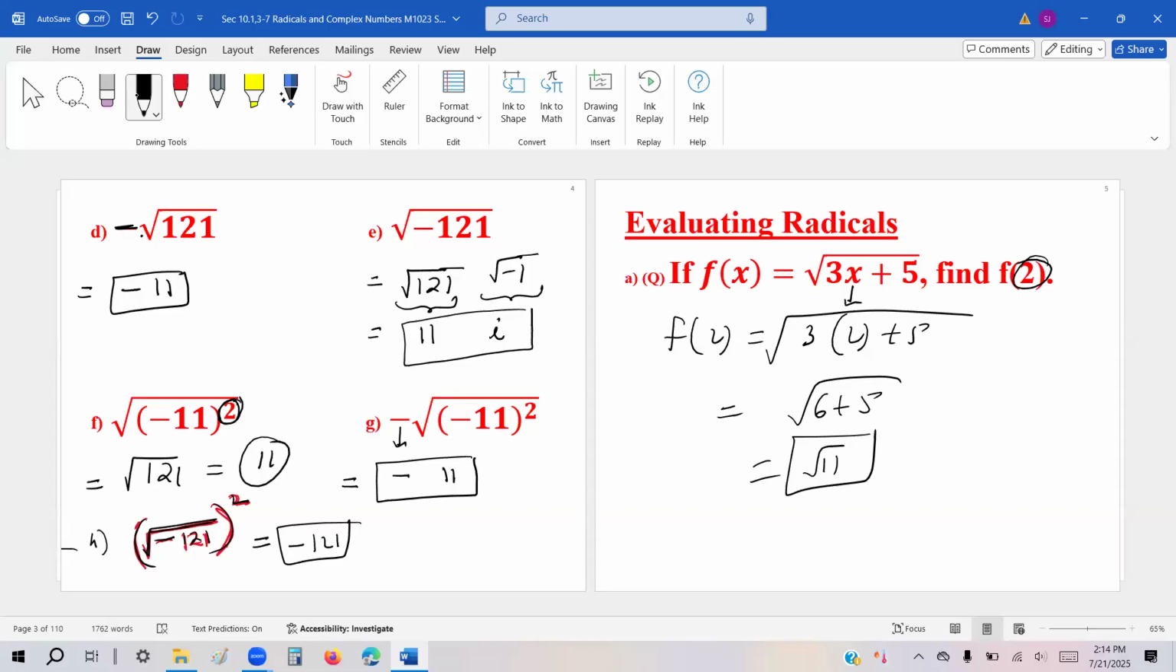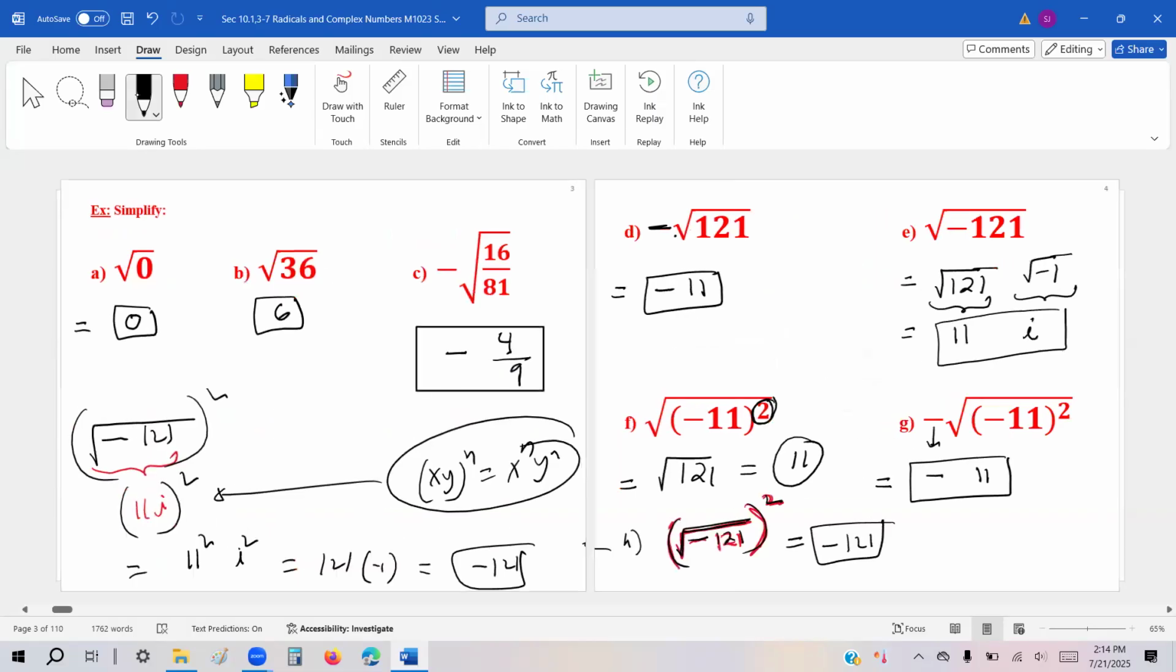For the H, can't you take i out? Which one? H. So when you take the i out, you have to put the square. So i squared. This is what I did here. The square root of 121 gives you 11 and the negative gives you i. But here the square is outside. So it's 11 squared and i squared.